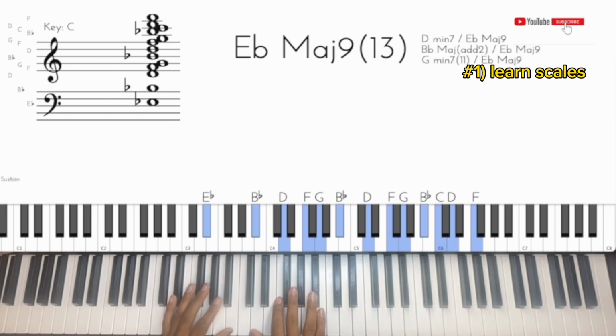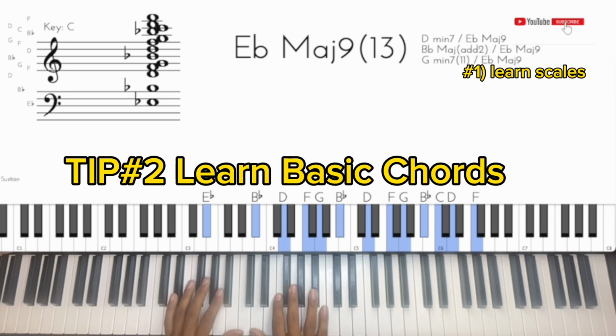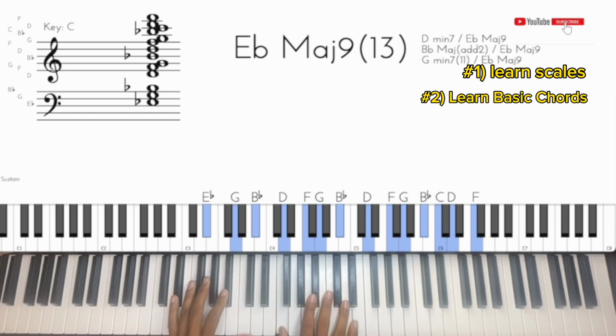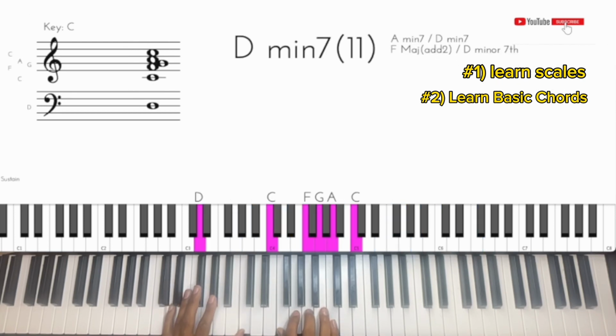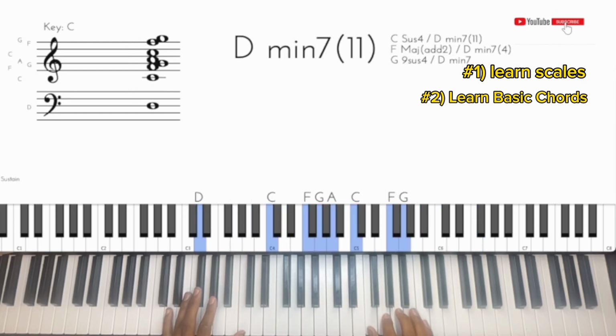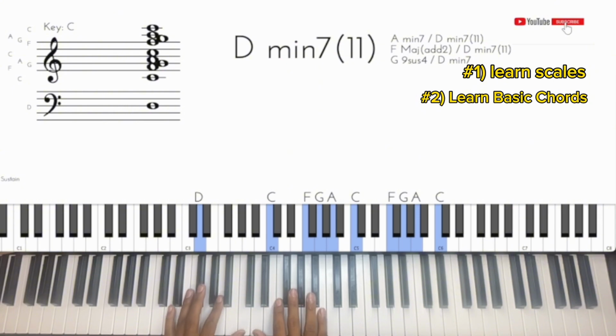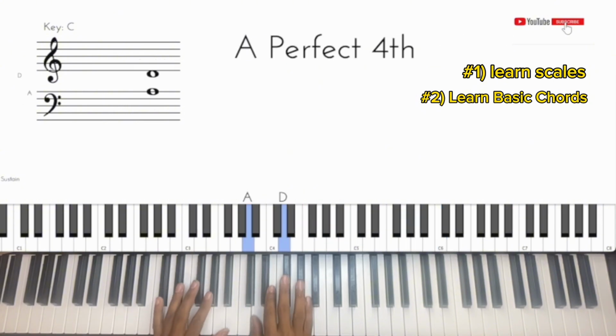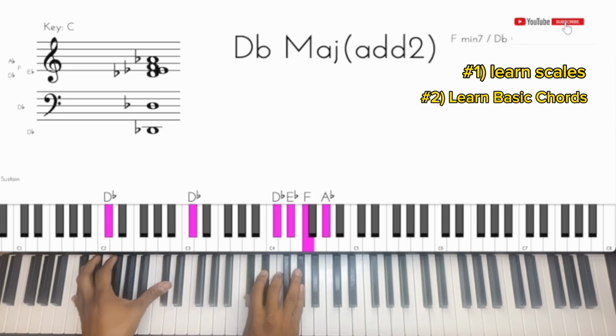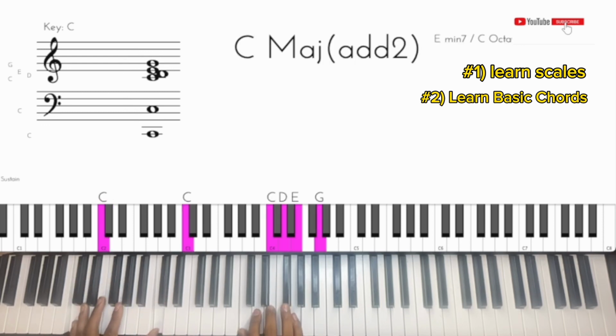All right, our next tip, tip number 2, learn basic chords. After learning the scales and being able to move around in all 12 keys within the scales, you want to learn your chords. These are going to be the 3 triad chords. I do have a video on triad chords. If you haven't watched it and you don't know how to play a triad chord, please go back and watch it. That way you'll understand what I'm talking about today.